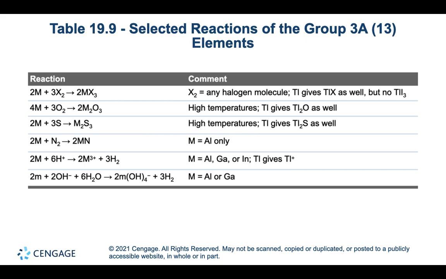So typical of the group 3 reactions: halogens, oxygen, sulfur, nitrogen, acids, hydroxides. These metals will react with hydroxide, at least aluminum and gallium will.